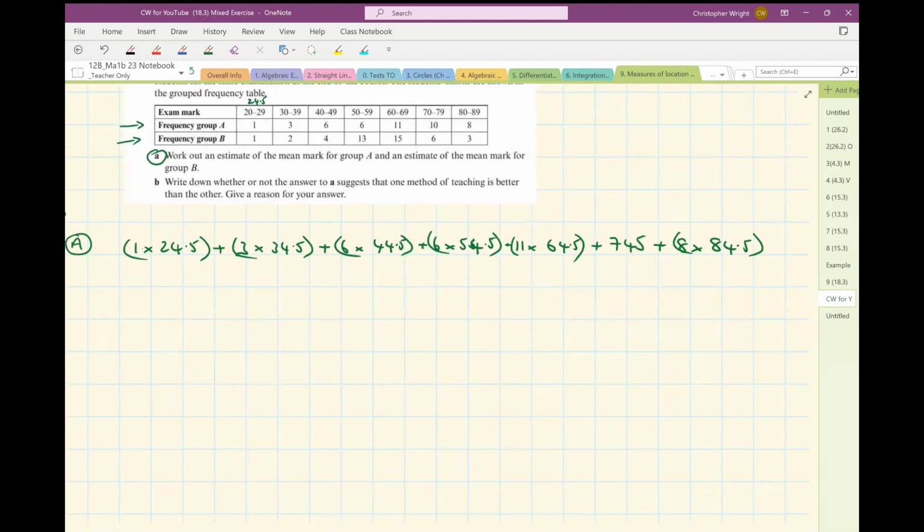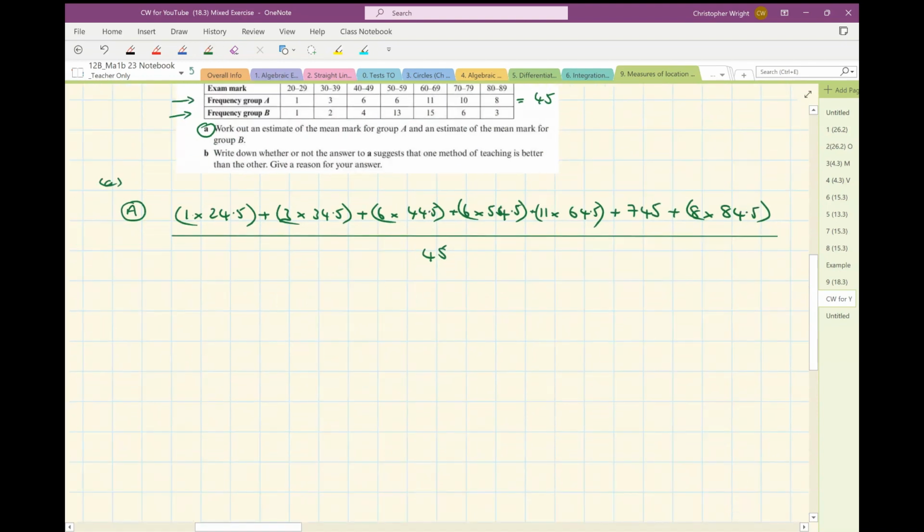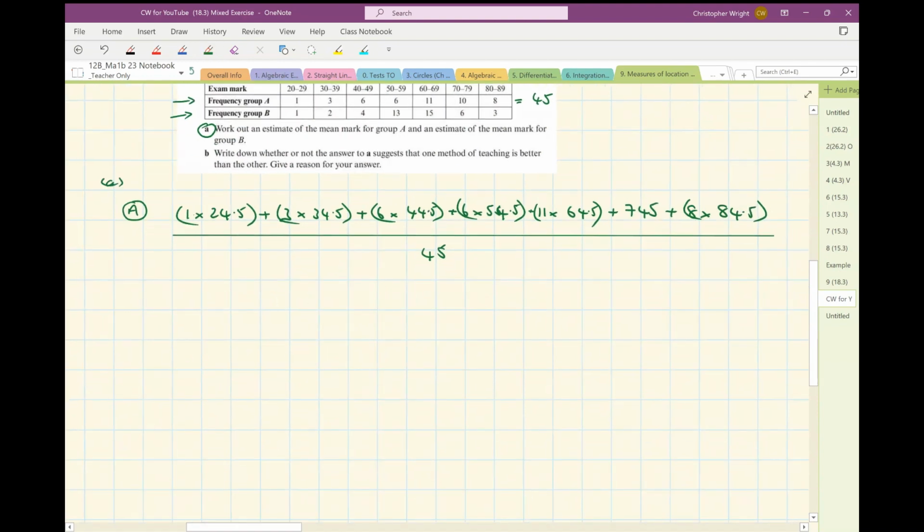So if I want to know the mean, I will need to divide that total by the number of students in Group A. How many students in Group A? Well, I'd need to add up these frequencies here, wouldn't I? And they add up to 45. So the mean is the total number of marks divided by 45.